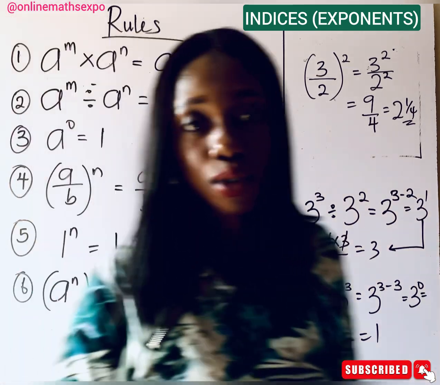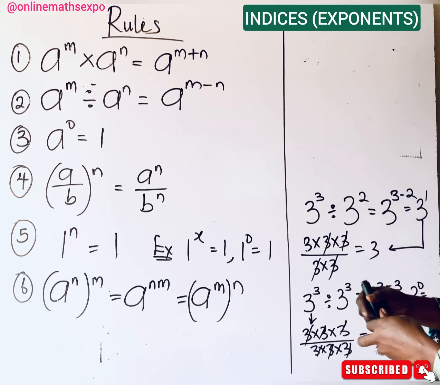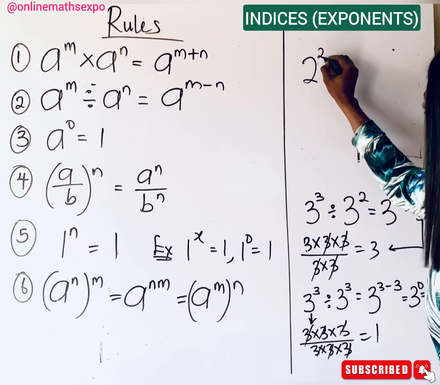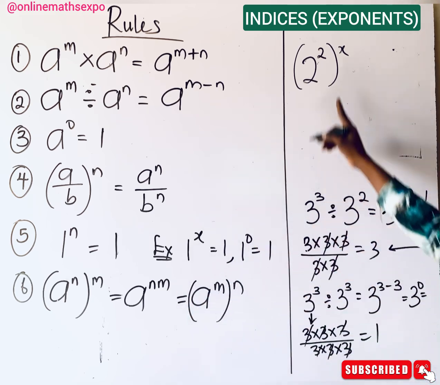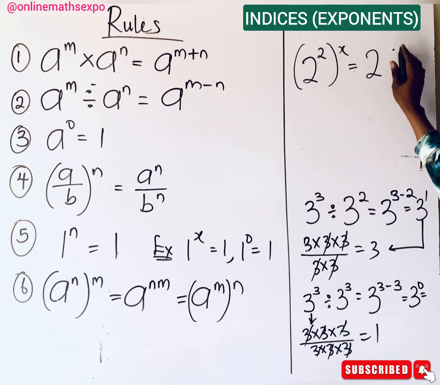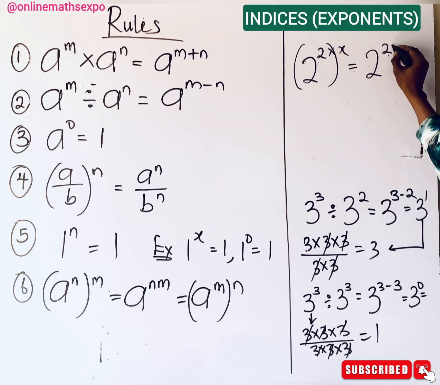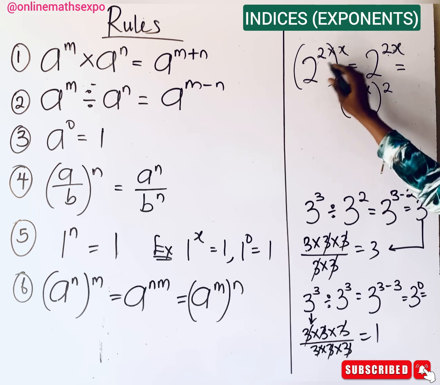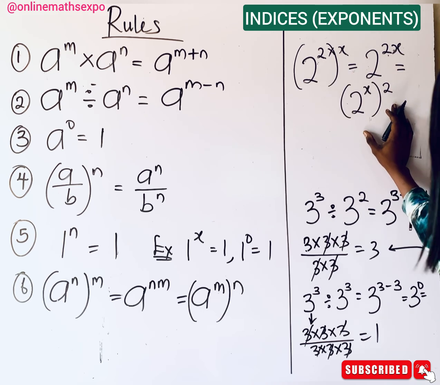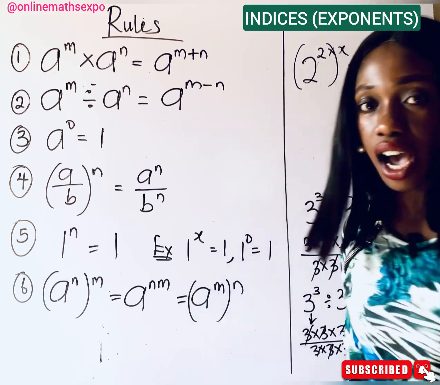Now let's take an example on that to illustrate. So we can have it that if we have 2 to the power of 2 raised to the power of x. Now, this can be written as 2 to the power of 2, you multiply this, and when you multiply it, it gives you 2x. So you can also write it as 2 to the power of x, then raised to the power of 2. So these three are the same. Whichever one you express it like, it gives you the same thing. So that one is what we call the power rule.